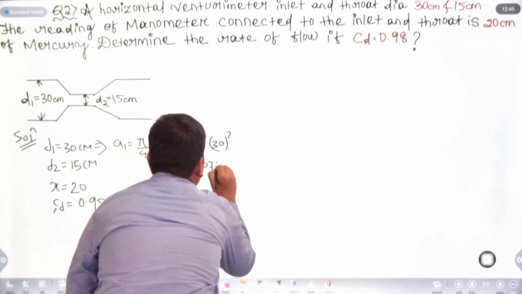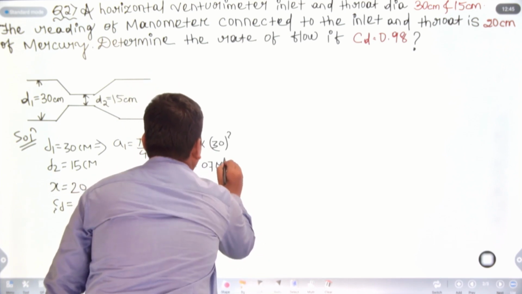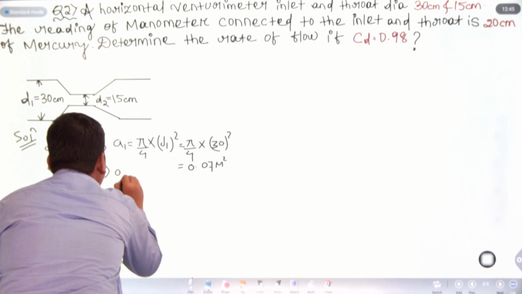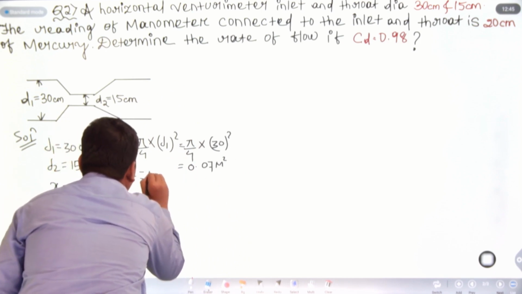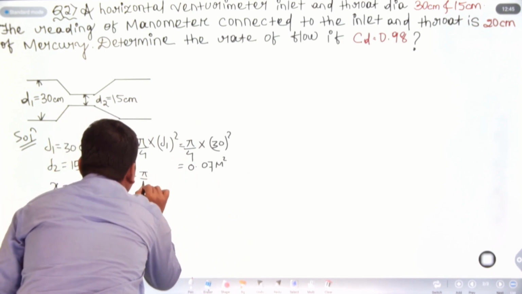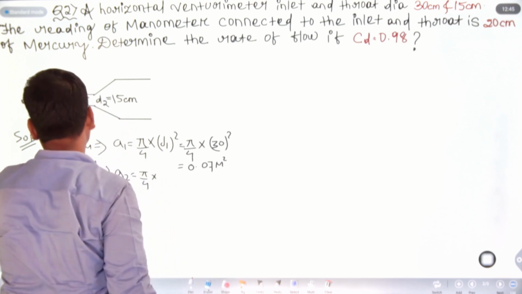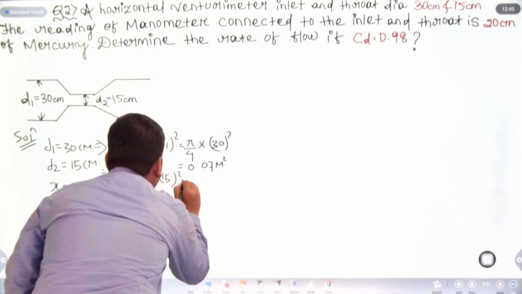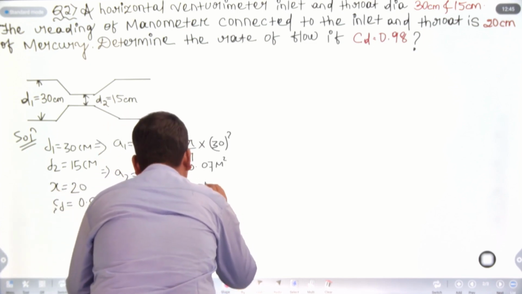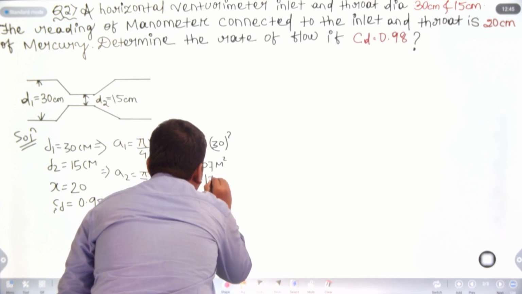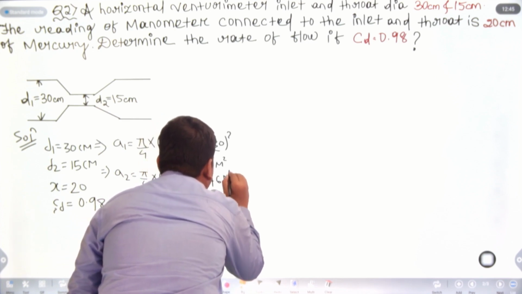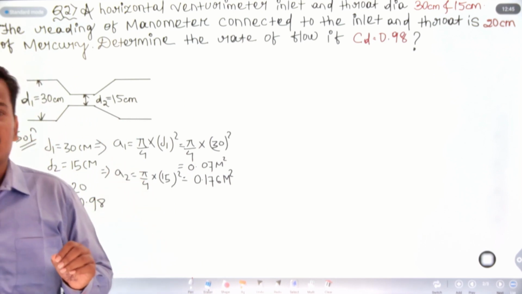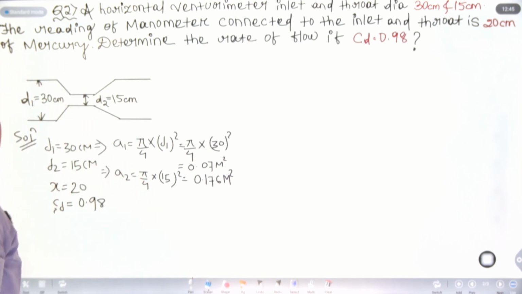which equals 0.07 meter square. A2 is equal to pi by 4 into your D2 value, 15 square. By calculating it in a scientific calculator, its value is equal to 0.176 meter square. Every calculation should be done in a scientific calculator so that we find the actual value.